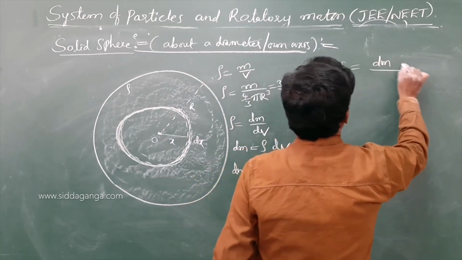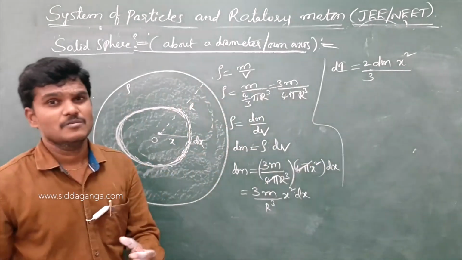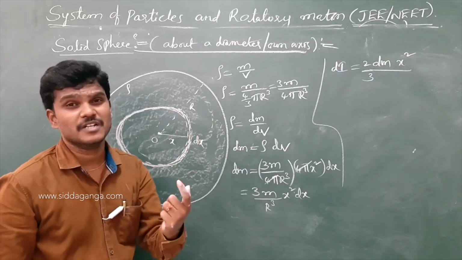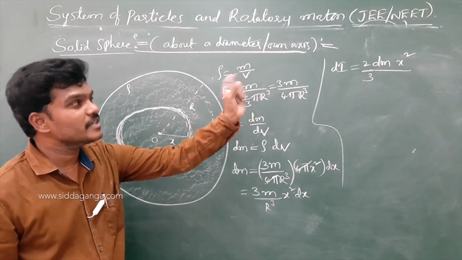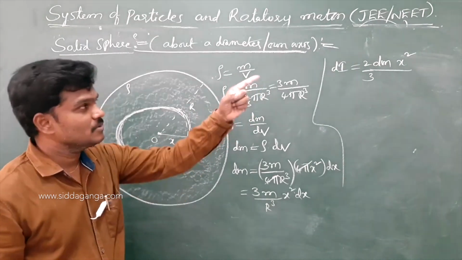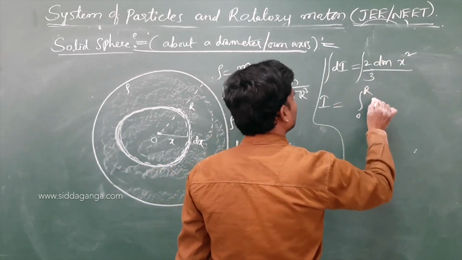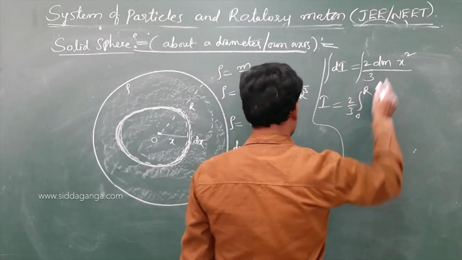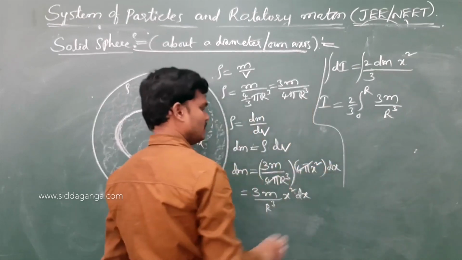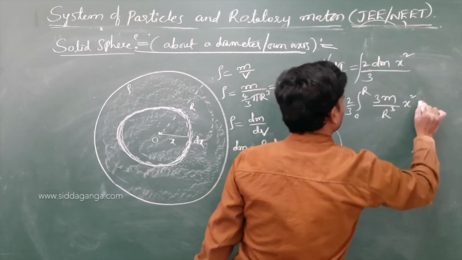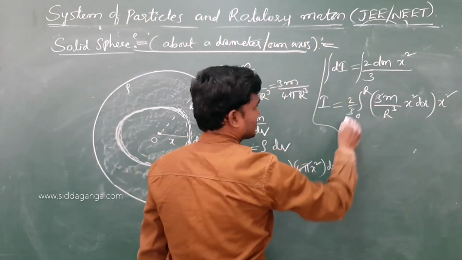And moment of inertia due to the small part is dI, equal to dm into x square, multiplied by 2 by 3. Why? Because the small part is like a hollow sphere. Hollow sphere about its own axis formula is 2 by 3 mr square, with 2 by 3 m being dm and r being x. And substitute the limits. This is I, 0 to r, with 2 by 3 outside, dm being 3m by r cube x square dx, times x square. So 3 gets cancelled.